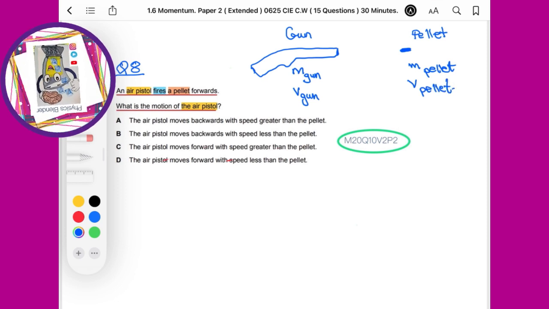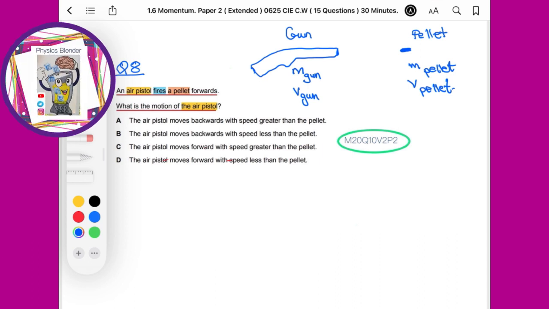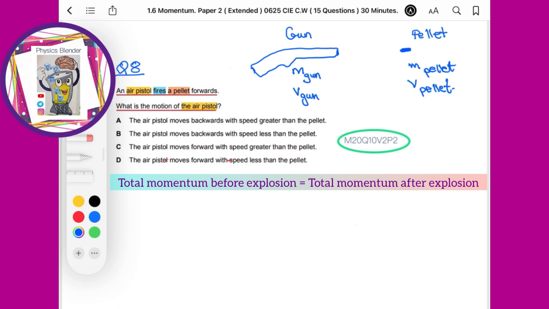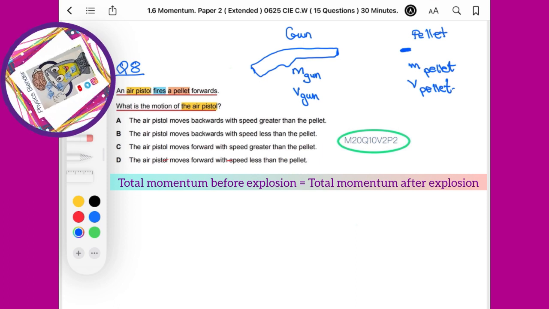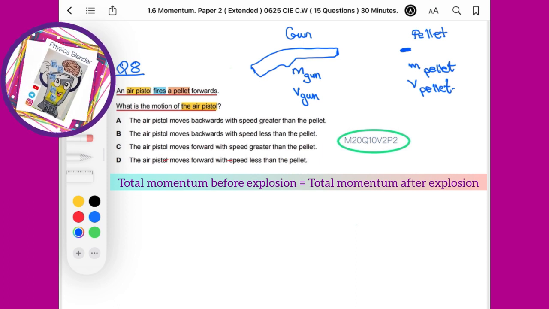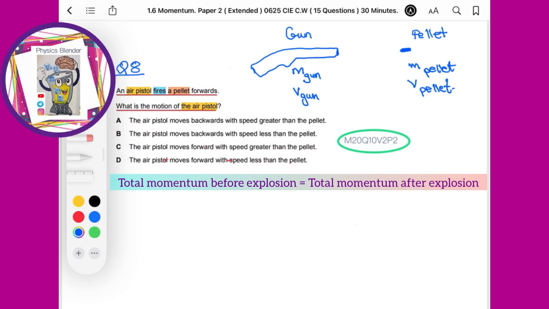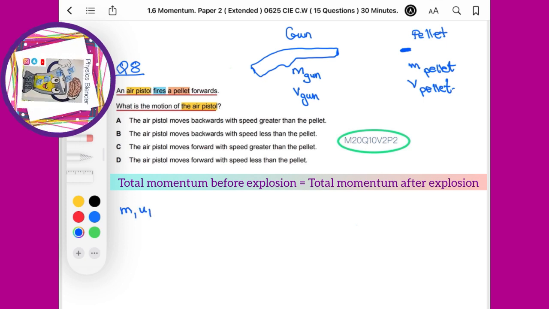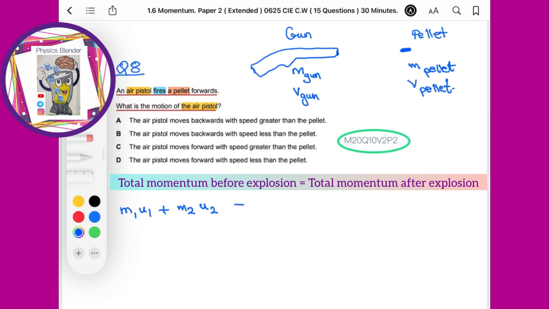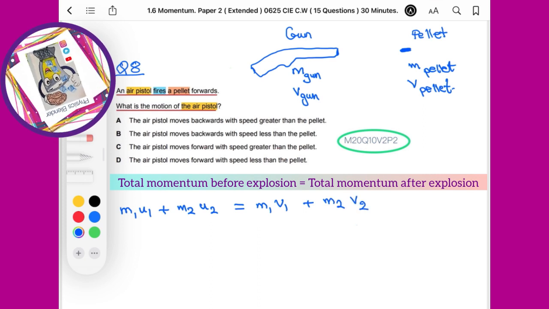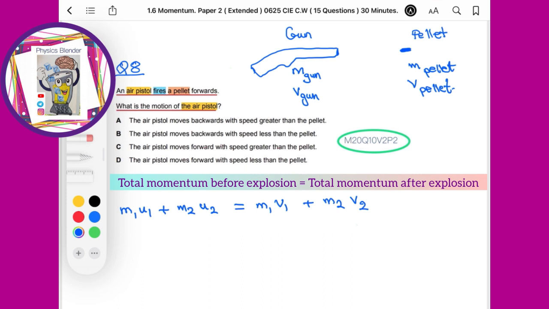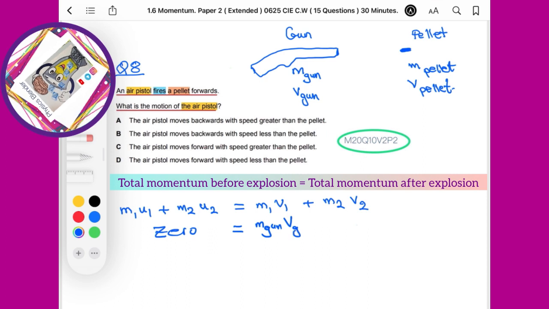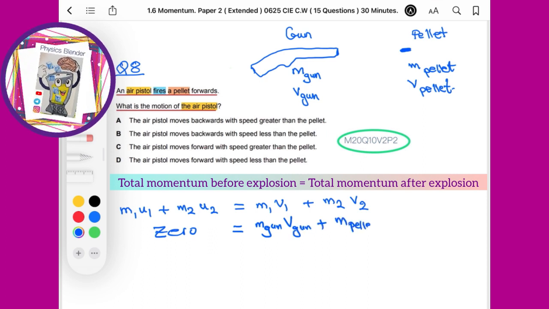In this case we don't have a collision, we have what we call an explosion. So we can rewrite the principle of conservation of momentum for the case of explosion: total momentum before explosion is equal to total momentum after explosion. When you substitute, you write m1 u1 plus m2 u2 is equal to m1 v1 plus m2 v2. Before explosion we don't have initial velocity, so this term will be 0, and here we have mass of the gun, velocity of the gun, plus mass of the pellet, velocity of pellet.